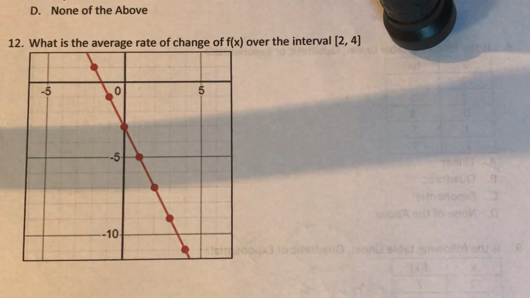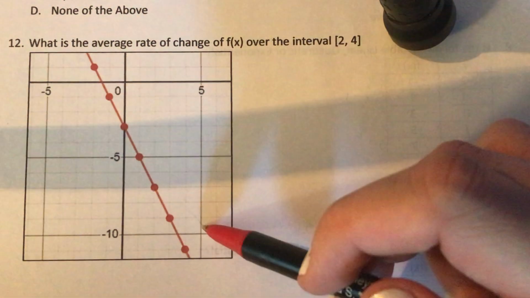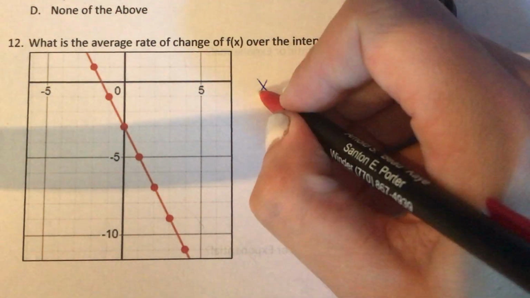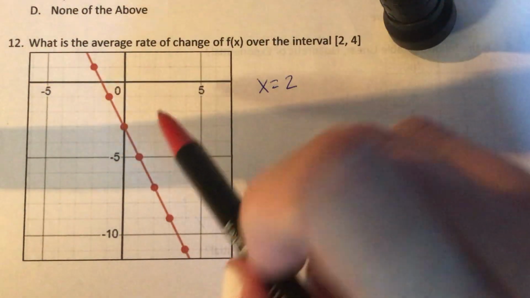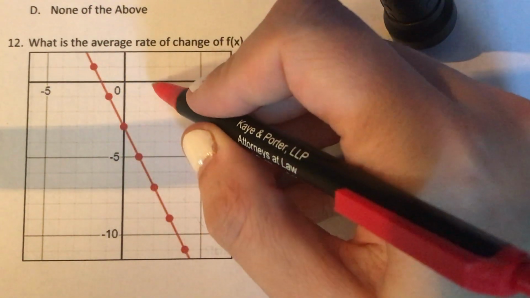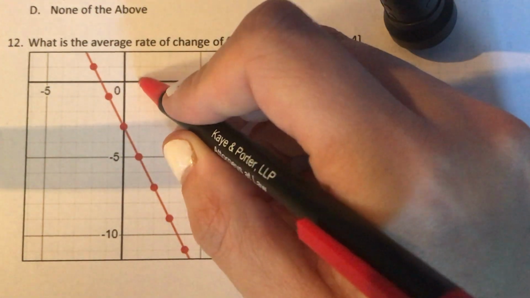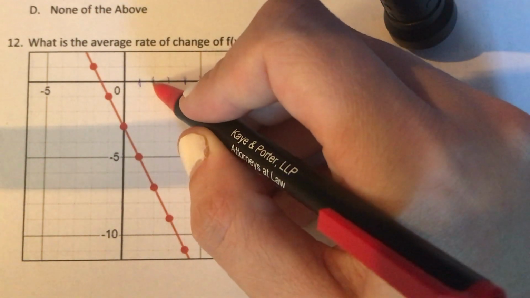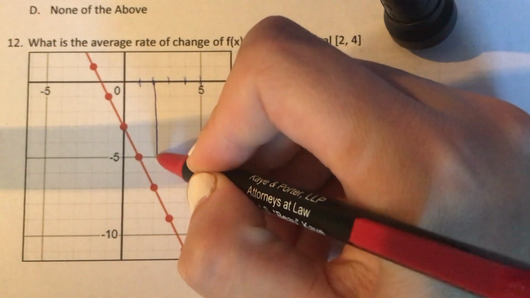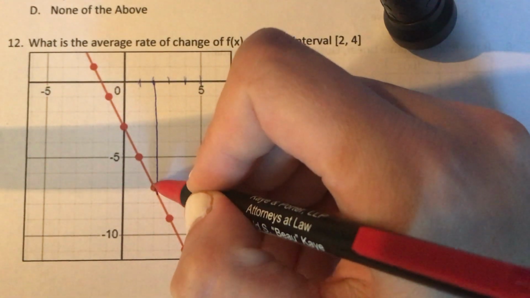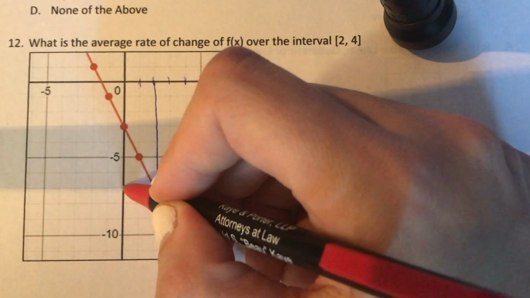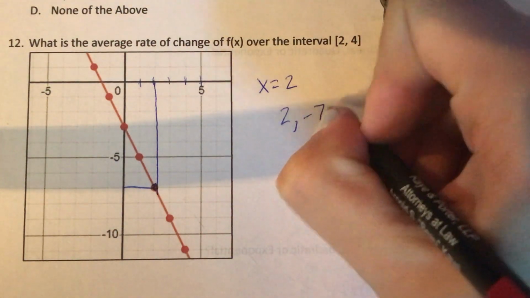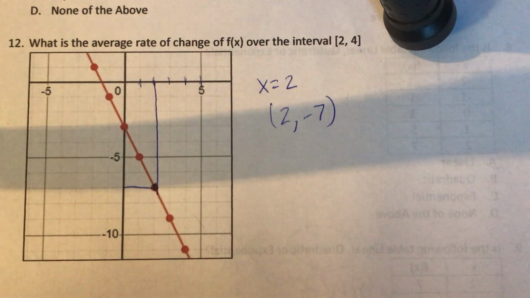All right, then it's asking: what is the average rate of change of f of x over the interval 2, 4? This is where we need to find x is equal to 2. We know about right here, because this is up to 5, so we counted 1, 2, 3, 4, 5. Okay, 2 would be about here. So let's draw a line straight down till we hit our graph. We hit our graph at about, see, this is -5, -6, -7. So 2, -7 is the first point that I'm going to use.